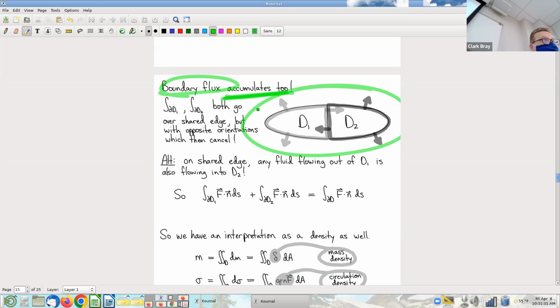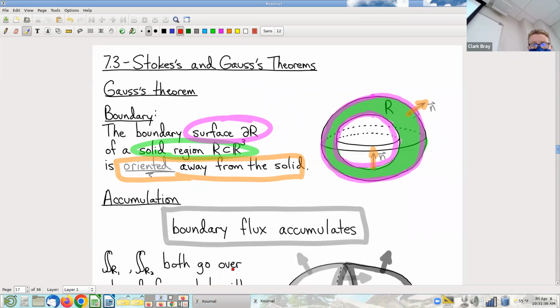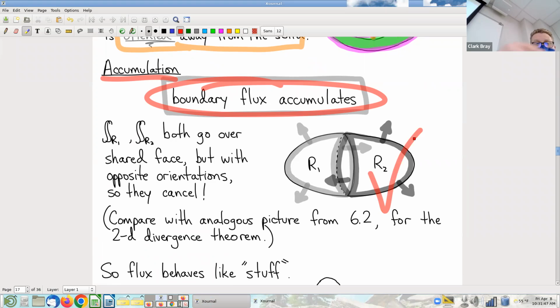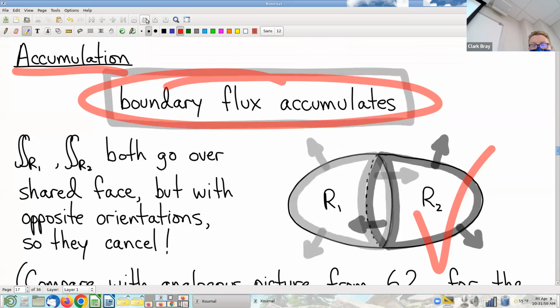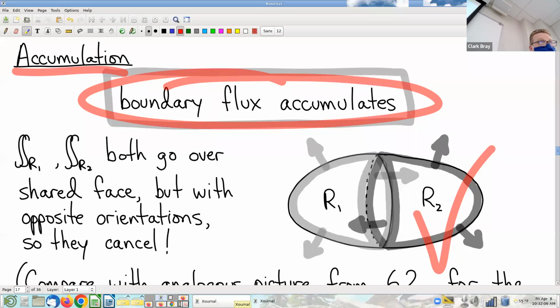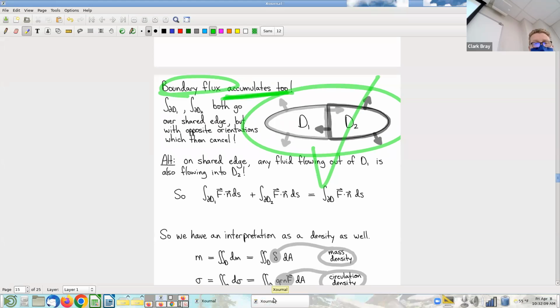Boundary flux is an accumulating quantity. Okay, so with Gauss's theorem, we are again going to be looking at an accumulating quantity, and that accumulating quantity is boundary flux. And check out the picture. In fact, you'll notice that the picture that we have for the accumulation of boundary flux over solids is so reminiscent of the picture that we have here for the accumulation of boundary flux over areas. I mean, it's three-dimensional there, two-dimensional there.